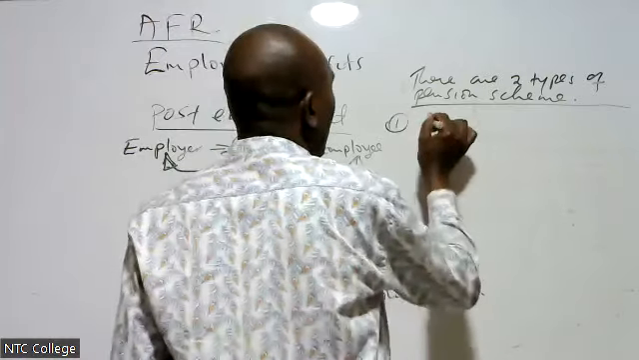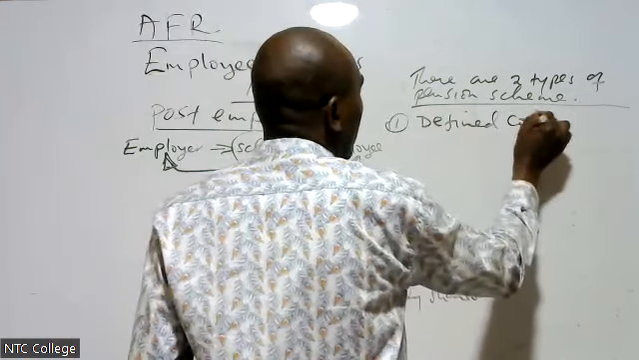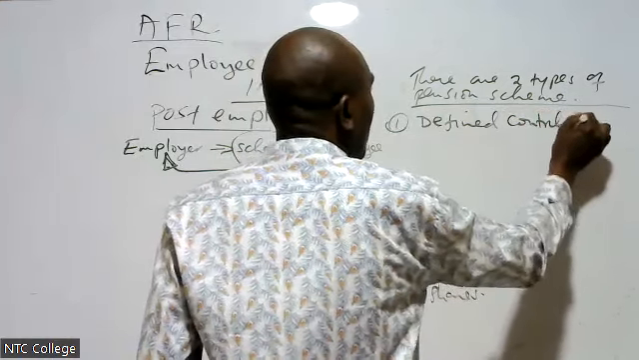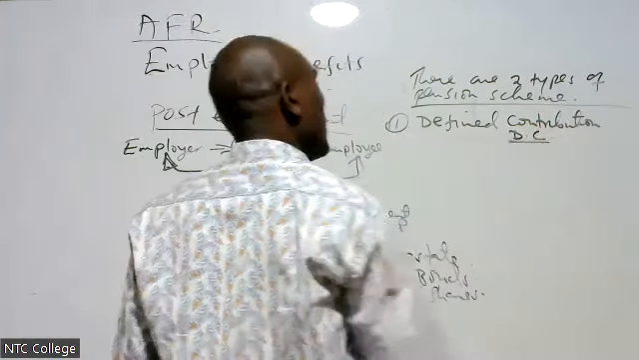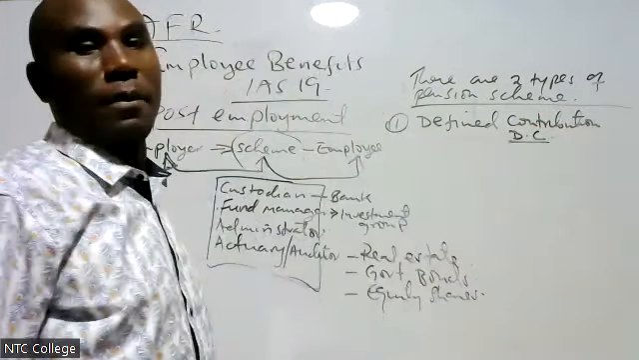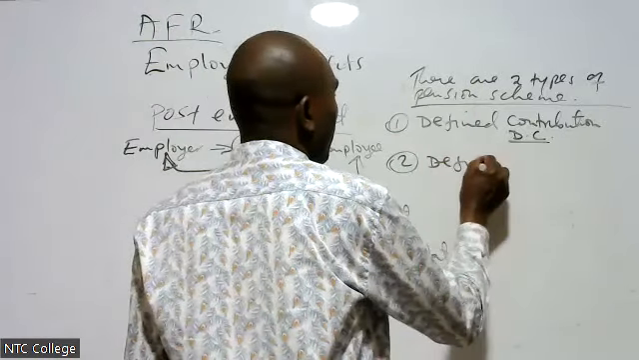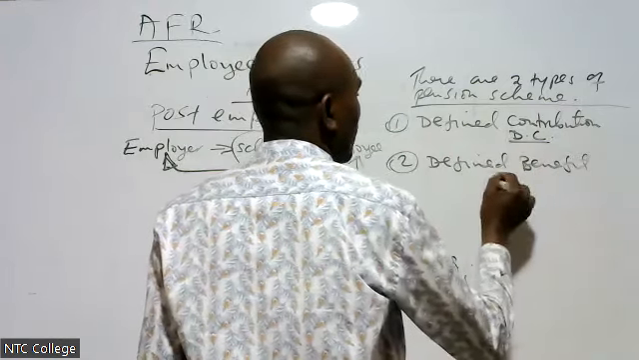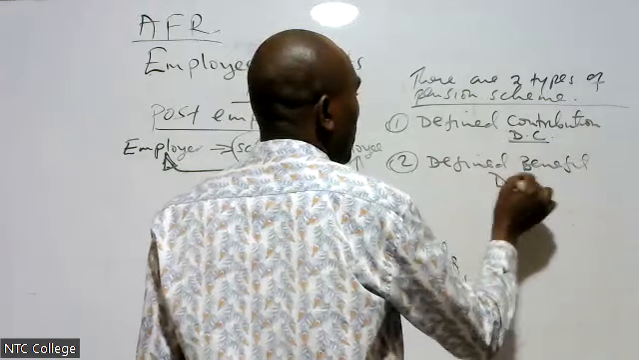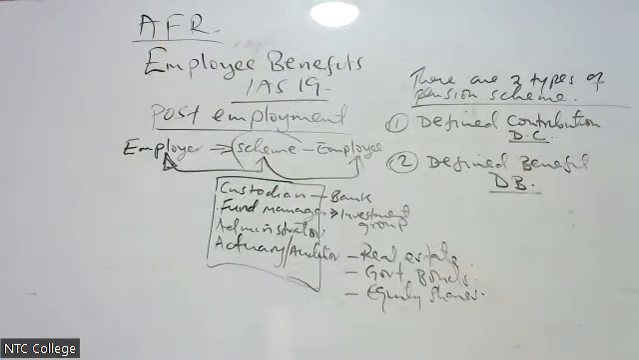Number one, we have what we call defined contribution. We call it the DC scheme. DC, defined contribution scheme. Then number two, we have what we call defined benefit. Defined benefit scheme. We call it DB. DB scheme, defined benefit, and defined contribution scheme.